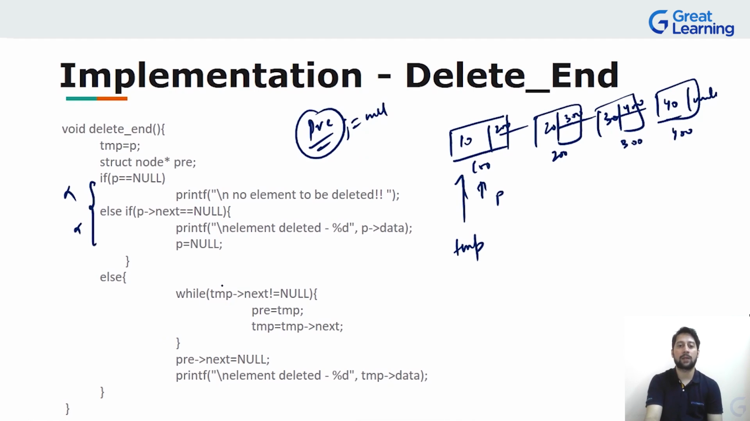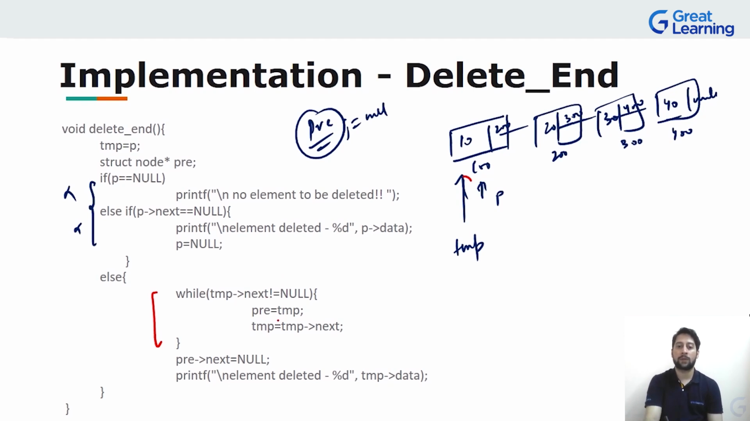Okay, none. So what we are doing now, we have this temp in place. Now we are going to traverse and check. Now this temp we will check. We will traverse first with the help of this while loop. We'll check, is temp's next null? No, it is 200.